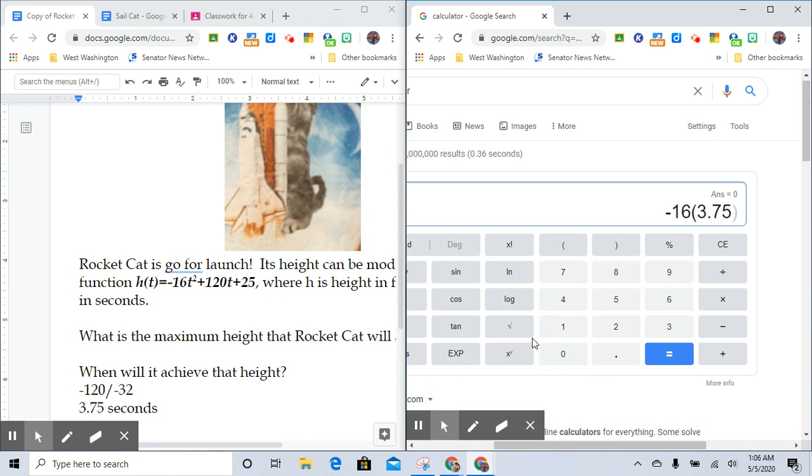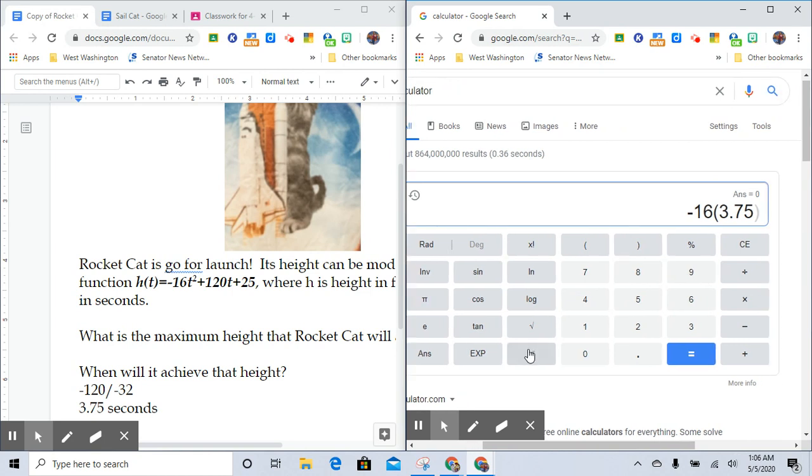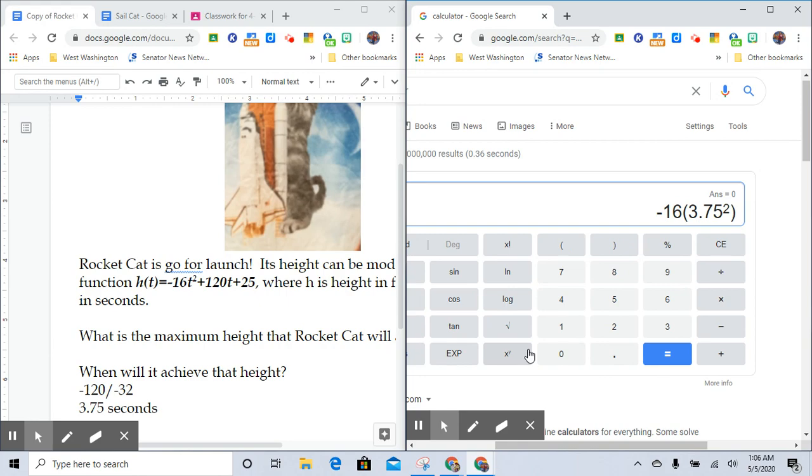3.75 squared. And is there a squared button on here? Okay, no, we're just going to do this. Squared. And then close out the parentheses, plus 120 times 3.75, close the parentheses, plus 25. And yes, the parentheses are all necessary here.